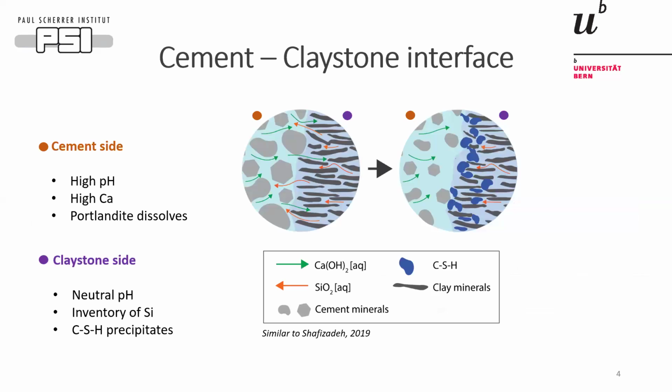The cement pore water has a high pH and high calcium concentrations, while the claystone side has a pore water with neutral pH and an inventory of silica. This chemical contrast leads to the flux of aqueous silica into the cement, where portlandite starts to partly dissolve, and the resulting aqueous calcium hydroxide diffuses into the claystone. There, the mixing of both solutes allows the precipitation of CSH. This will eventually clog the whole interface and generate a low porosity zone.